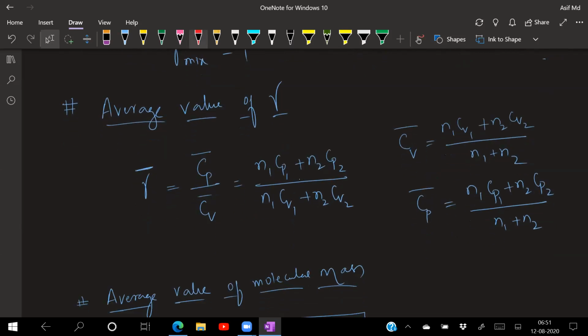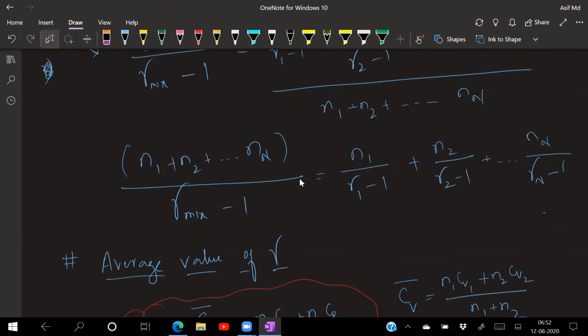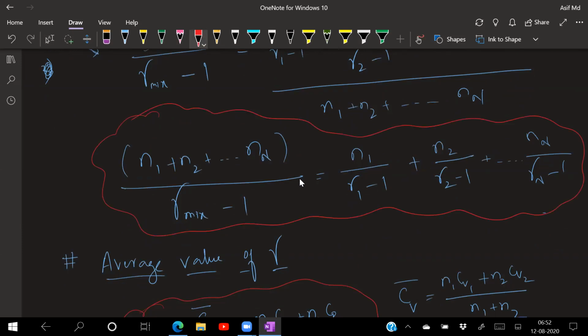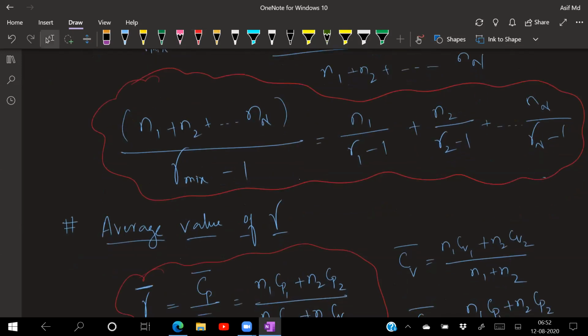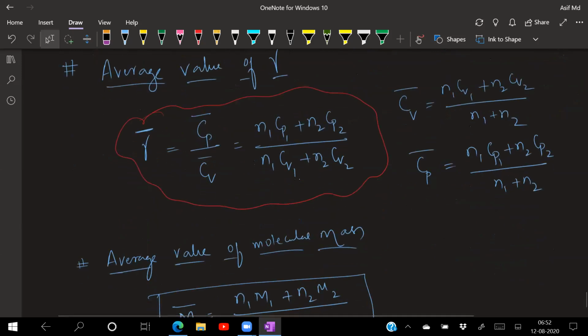What is the value of gamma bar? I can write gamma bar is equal to N1 Cp1 plus N2 Cp2 divided by N1 Cv1 plus N2 Cv2. Whereas if I'm writing gamma of a mixture directly, this is the gamma of your mixture: N1 plus N2 plus so on up to Nn by gamma of mixture minus 1 is equal to N1 by gamma 1 minus 1 plus N2 by gamma 2 minus 1 plus Nn by gamma n minus 1. You can still simplify from here itself, because you know the Cp1, Cp2, Cv1 and Cv2 values. You just simplify that and you get the value.